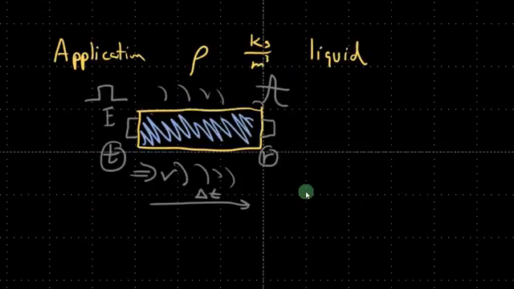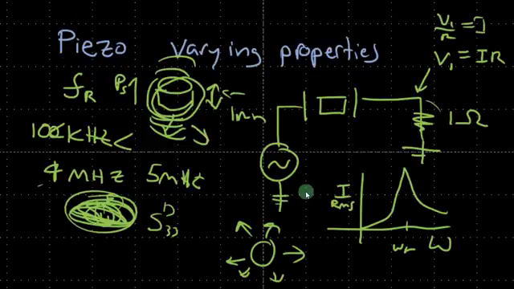So let's just repeat our discussion. We first introduced the application, which was determining the density with time of flight, and you can look up how a wave travels through liquid and how that can be used to determine the density. Next, we looked at how we measure the resonance frequency, and we complained about varying properties.